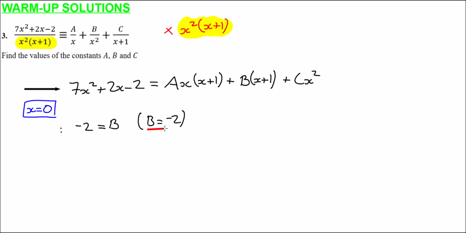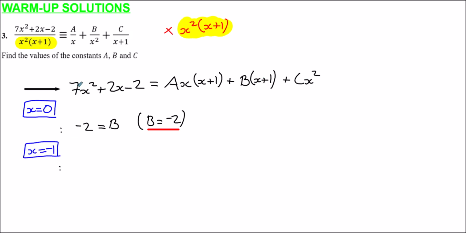B is minus 2. What we can do next is think of another value of x to pick, which will eliminate some of these terms in terms of a, b, or c. Now, if I were to pick x being minus 1, that would eliminate a and b for me, so I can then work out c. So let's now try x equals minus 1.